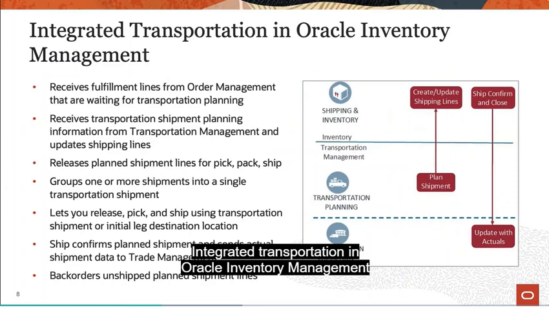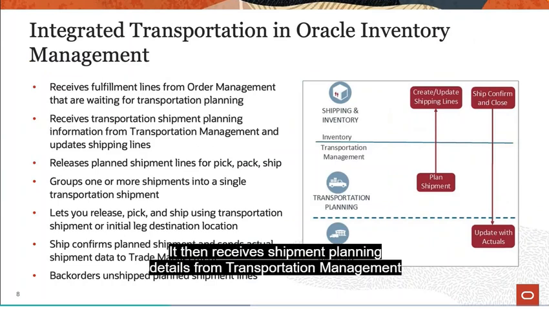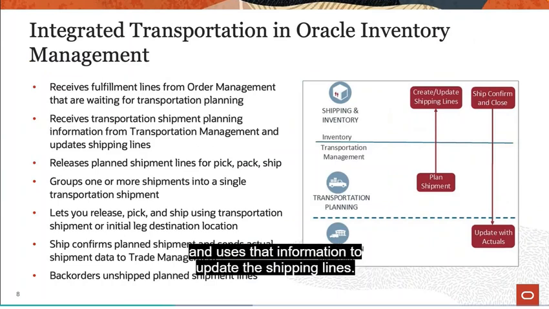Integrated transportation in Oracle Inventory Management receives fulfillment lines from order management when they are waiting for transportation planning. It then receives shipment planning details from transportation management and uses that information to update the shipping lines. Once planning is complete, it releases the planned shipment lines so warehouse teams can pick, pack, and ship.